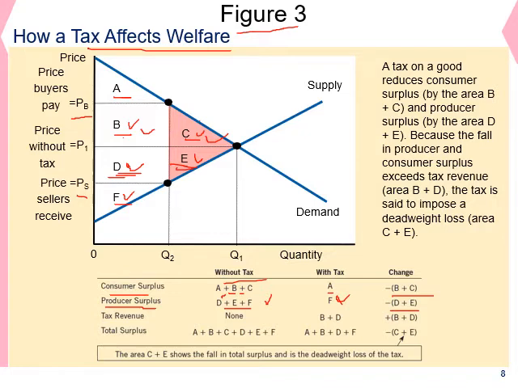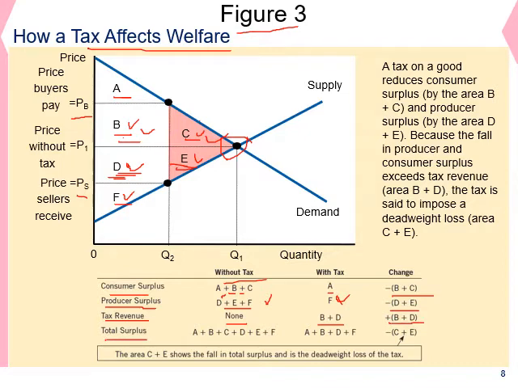Now, how about the tax revenue? In the case of no tax, the tax revenue will be zero. But with taxes imposed, the tax revenue equals B plus D, and so tax revenue will increase by B plus C.